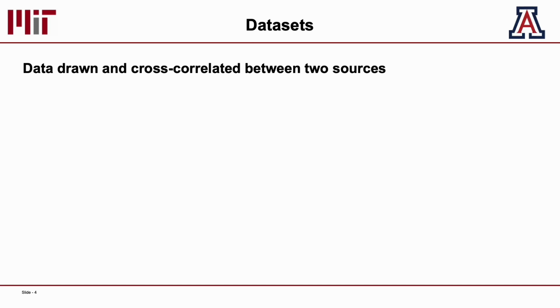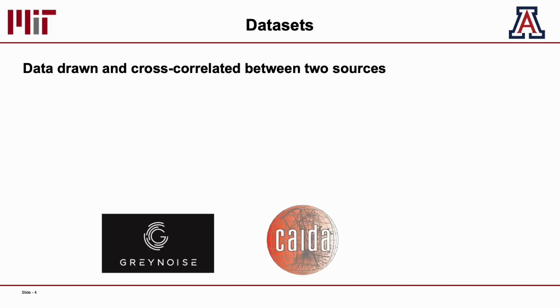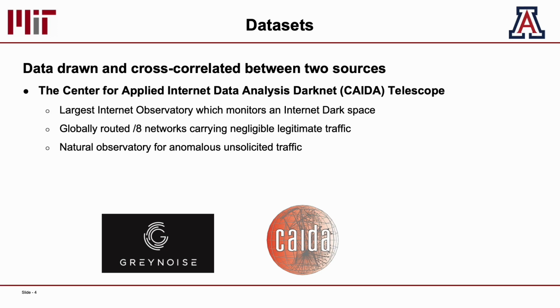To understand data with malicious intent and find trends to aid in cybersecurity defense, datasets from two data observatories, CAIDA telescope and GreyNoise honey farm, are analyzed and cross-correlated. The datasets contain network traffic found by collecting data packets from thousands of IP addresses that scan the Internet daily. The CAIDA telescope monitors the traffic into and out of an Internet dark space that is globally routed on a /8 network, carrying minimal legitimate traffic due to the few allocated addresses in the Internet prefix, making it a natural observatory for anomalous unsolicited traffic.